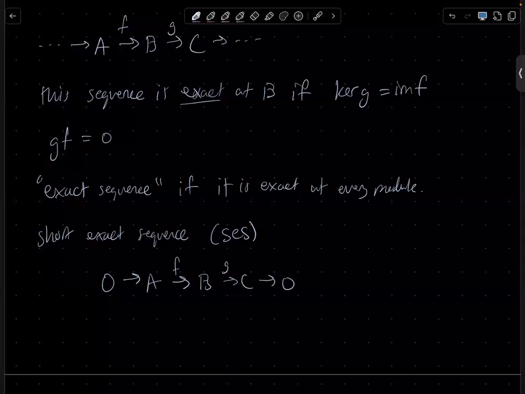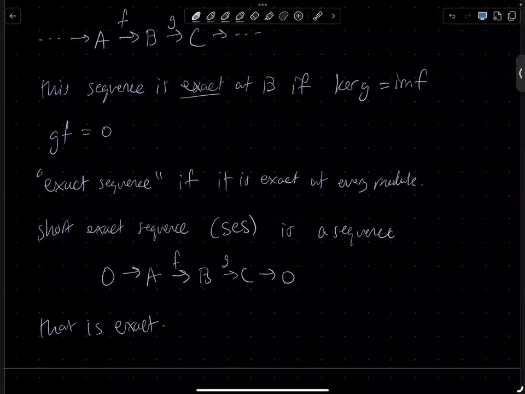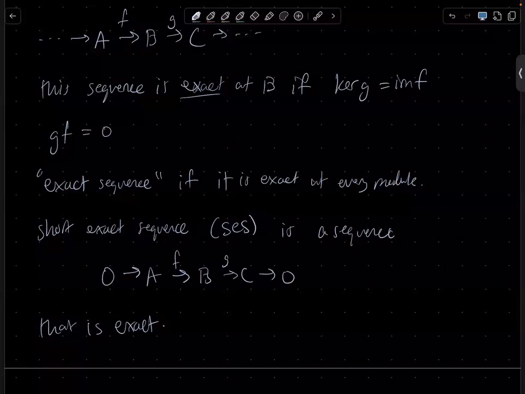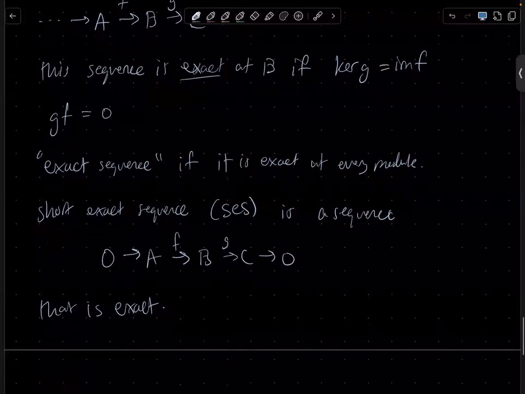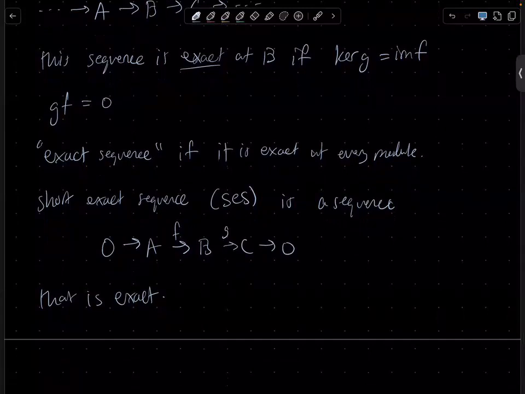So, some preliminary observations. This is a sequence of this shape that is exact. And because I'm going to say this short exact sequence is exact, there are a few observations. So F is injective.